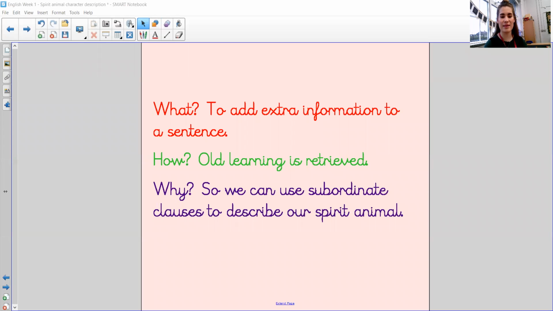What we're going to do is first have a rewind of what a subordinate clause is, then we're going to have a quick go at an activity identifying some subordinate clauses, and then you're going to have a go at writing some of your own. So I'm just going to share my screen so we can see. Perfect. So what are we doing? Well, we're going to be adding extra information to a sentence. We're going to do this by retrieving old learning, so that we can use subordinate clauses to describe our spirit animal.